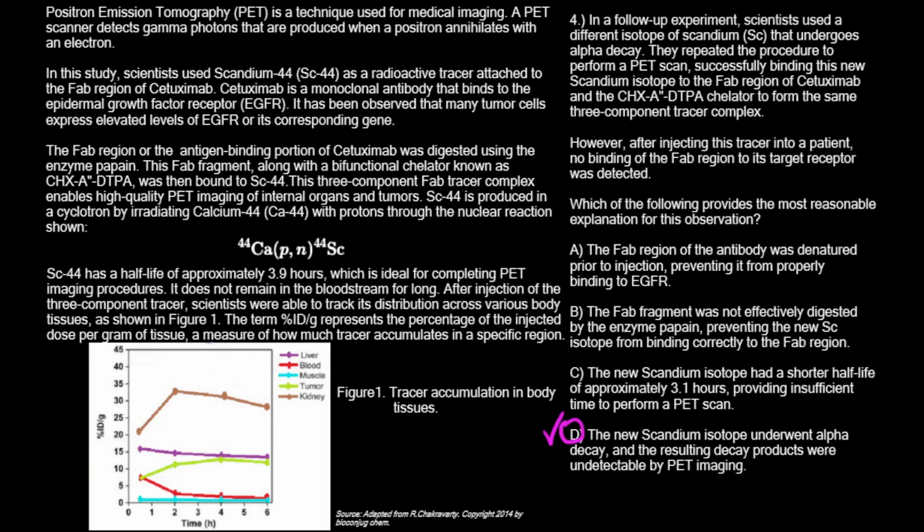Remember from the second sentence of the passage that a PET scanner detects gamma photons released when a positron annihilates with an electron? That means PET detection relies on positron emission, not alpha decay. In this case, the new isotope of scandium undergoes alpha decay, so it produces a helium-4 nucleus. It does not produce a positron. Since no positron is released, no annihilation takes place with an electron and no gamma photons are produced. So the PET scanner cannot detect the tracer. This matches answer choice D, which is the correct answer to this question.